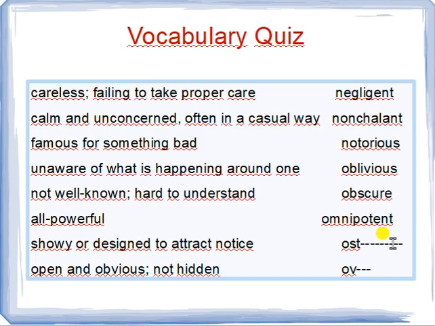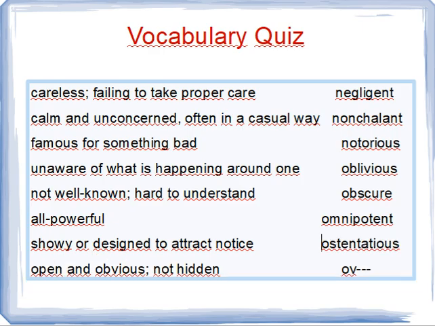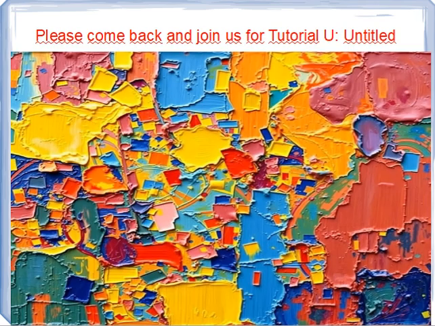Showy or designed to attract notice. She wore such an ostentatious dress. Ostentatious. And then open and obvious, not hidden: overt. It was in full view. Overt. That's our vocabulary quiz, and that's our tutorial.